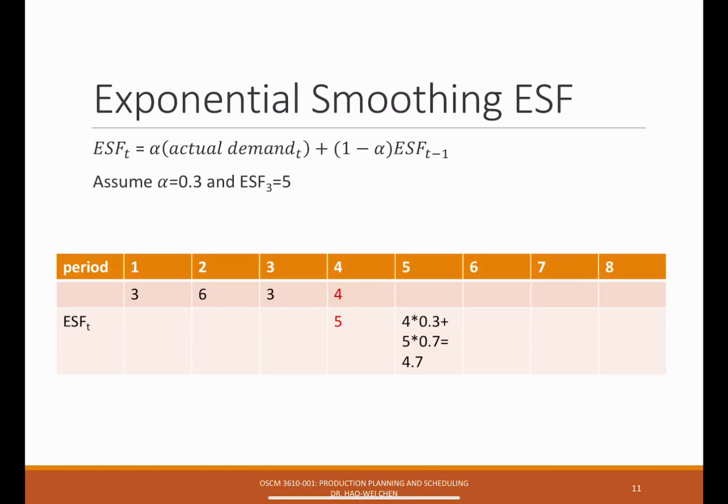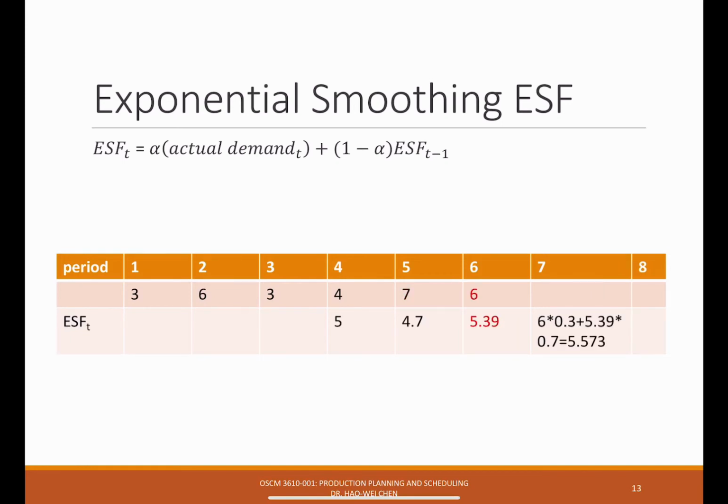For example, if I want to do the prediction for period number 5 and assume my alpha is 0.3, my calculations will be 0.3 times my previous observation, which is 4, plus 0.7 times my previous exponential smoothing result. And if I want to do the prediction for period number 6, then it will be 0.3 times my previous real data plus 0.7 times my previous prediction. And you keep doing this until you get all the forecast results you want.